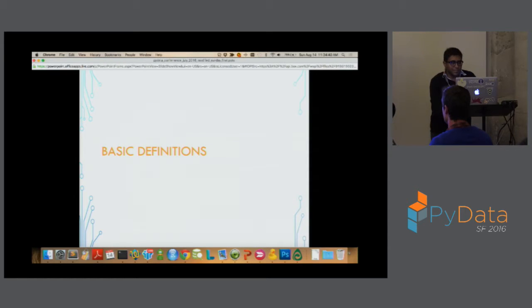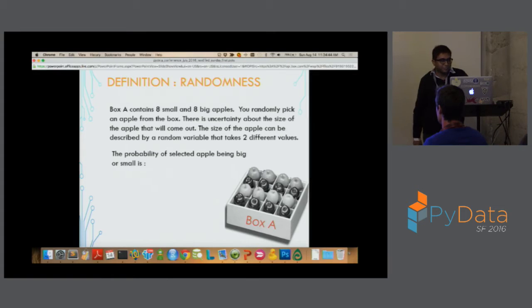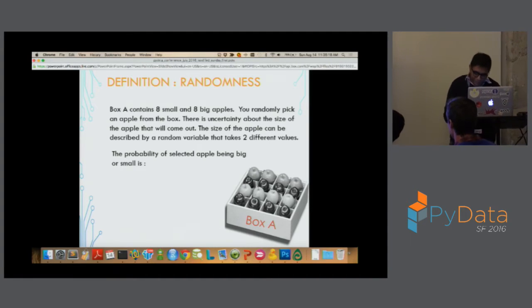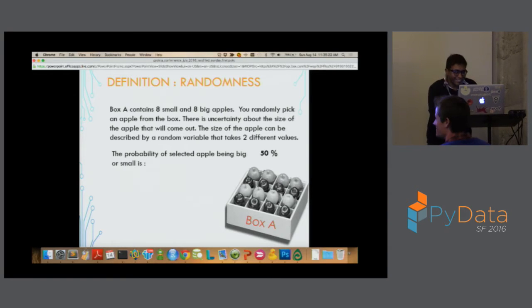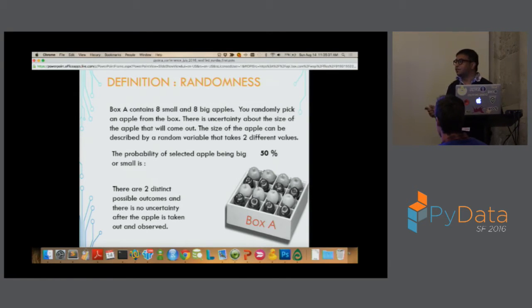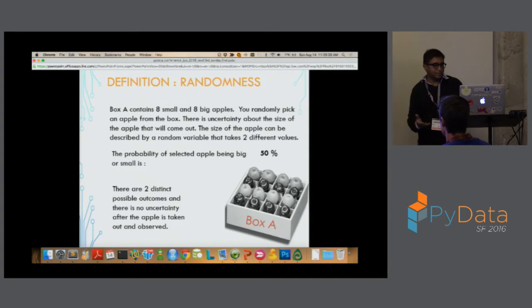I'm going to talk about very basic definitions, and I'm sure everybody is going to get this answer, but I still have to start somewhere. I have a box. A box has 16 apples, 8 big, 8 small. I'm going to randomly pick an apple. There is uncertainty about the size of the apple that will come out. The size of the apple can only take 2 values. Can anybody tell me what's the probability that it can be a big apple? This is data science. It's 50%, okay? No tricks. So there are 2 distinct possible outcomes, and your random variable can take one of the 2 values, big or small. So this is randomness. This is uncertainty.